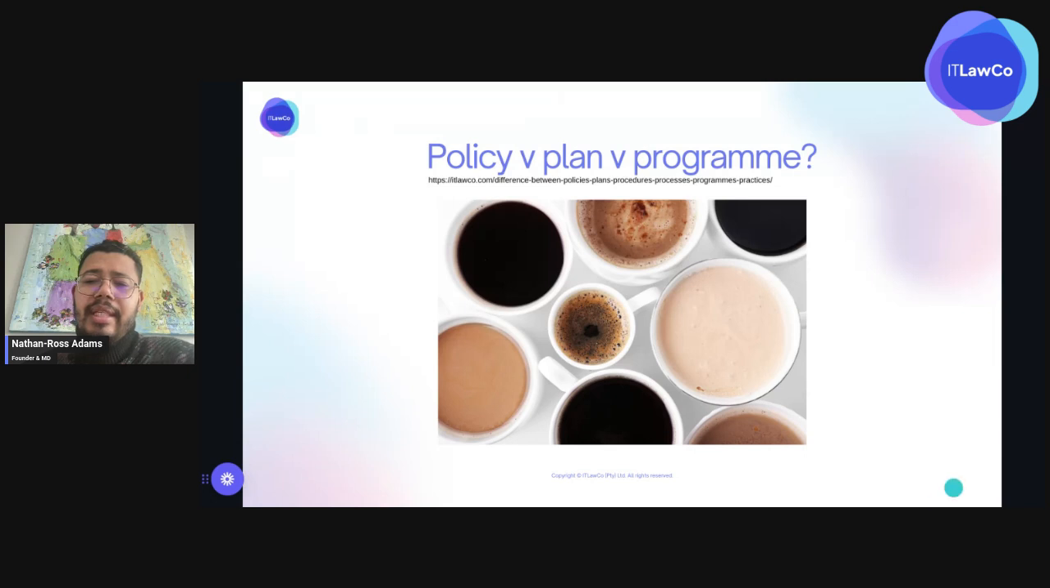But essentially, for this purpose, policies set guidelines, they set direction, and they reflect commitment from leadership. So they consist of these formal statements that the leadership take to say that these are the guiding principles for our organization on this specific topic.